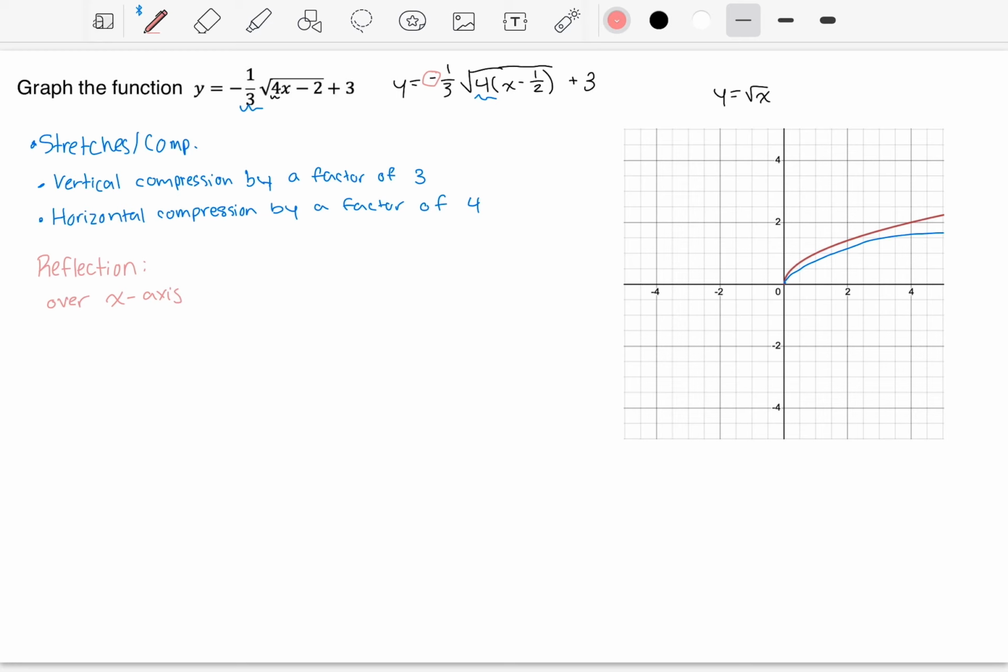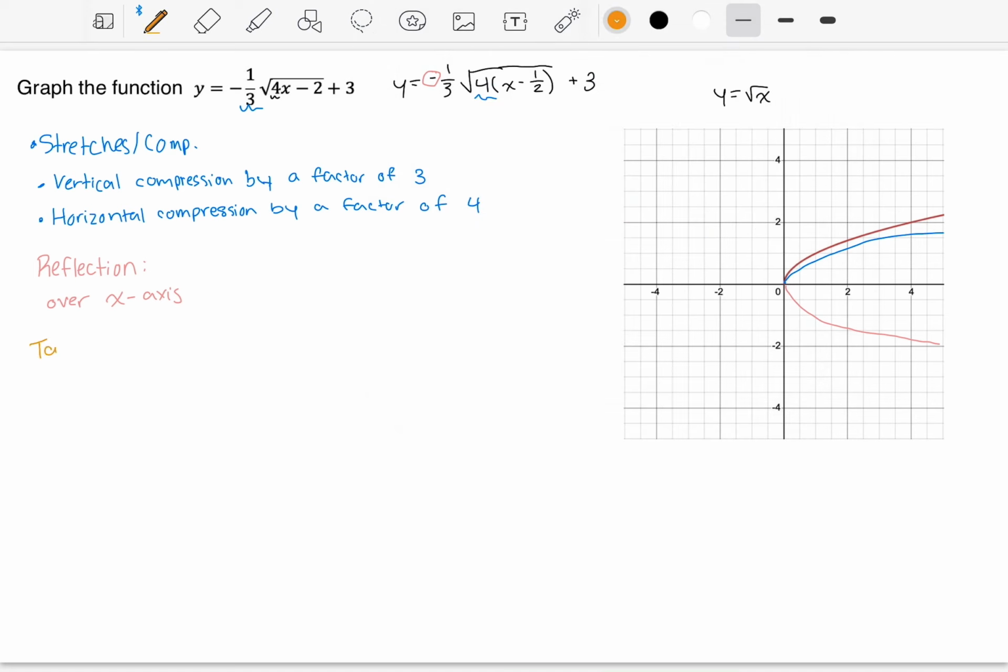So we can sketch that here, just like that. And we don't see a negative on the x-coordinate, so we know we only have one reflection, and that is over the x-axis.